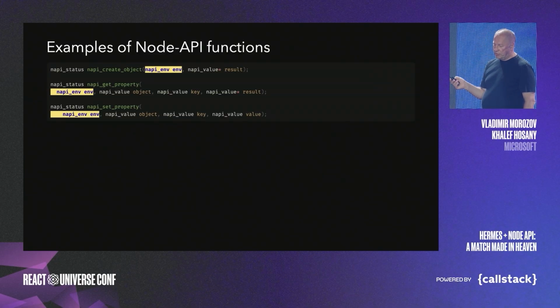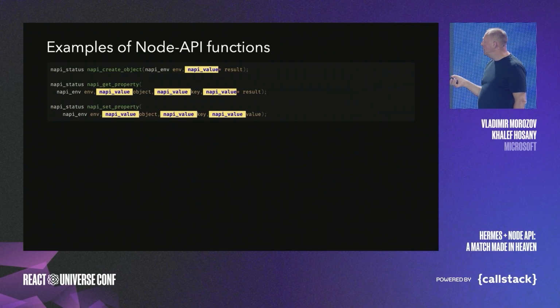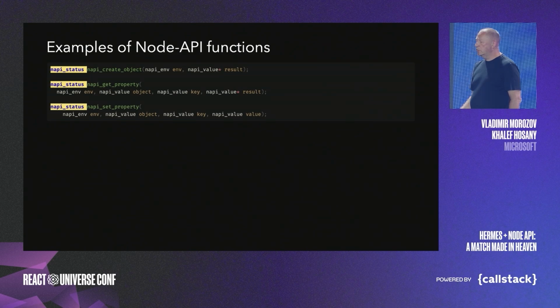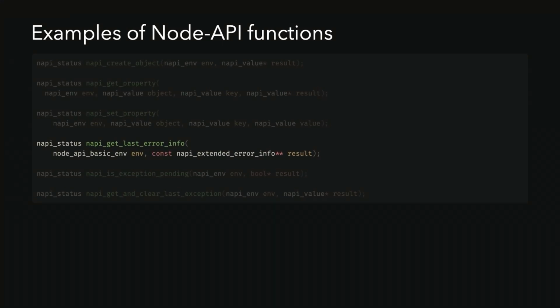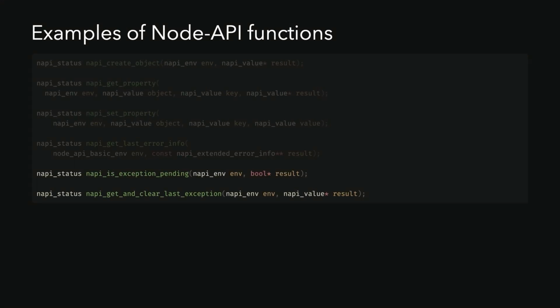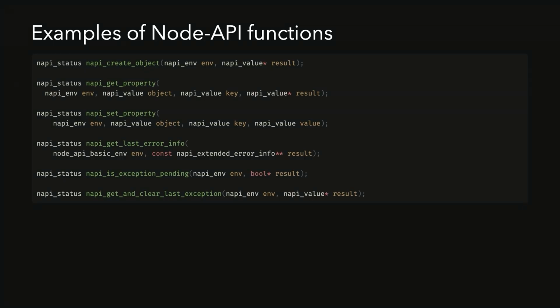All Node API functions receive the Node API environment as the first parameter. They work with Node API values, and they return a Node API status. Status can indicate success or failure. In case of error, we can use this function to get additional error information. Node API functions can throw JavaScript exceptions, and to handle JavaScript exceptions, we can use these 2 functions. So this is just a small example set of functions. We overall have more than 100 different functions right now in the set, and it's growing.